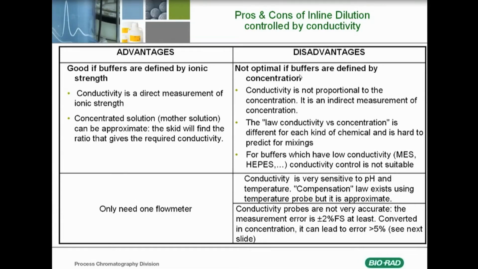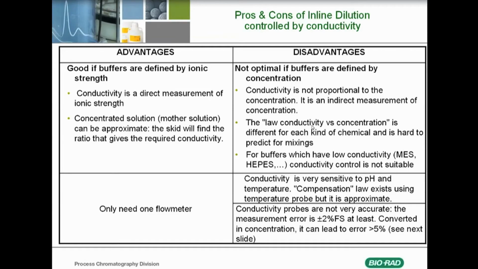Now about the disadvantage, fact is that most of the applications, the buffers are defined by concentration. So, for example, what we see with the two cases we have studied, we want to have an elution with 100 millimolar sodium phosphate. In this case, the problem with conductivity for controlling inline dilution is that conductivity is an indirect measurement of concentration. We are not measuring concentration, we are just measuring the ionic strength.